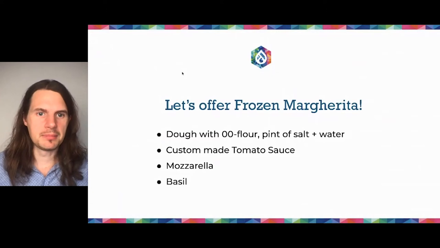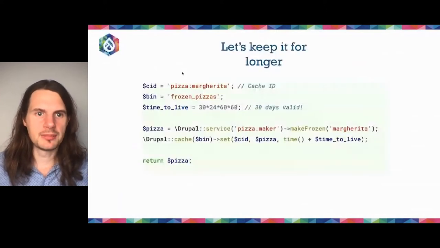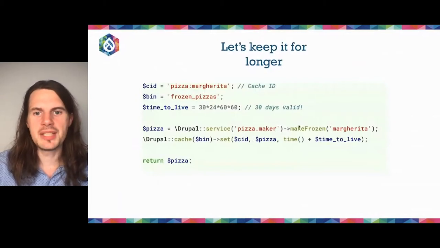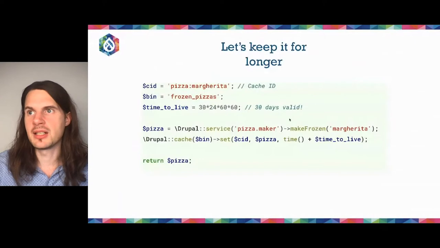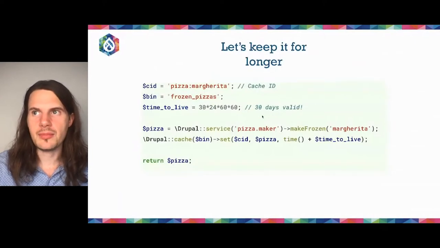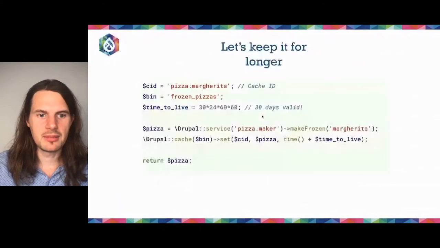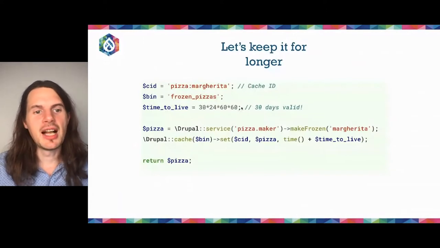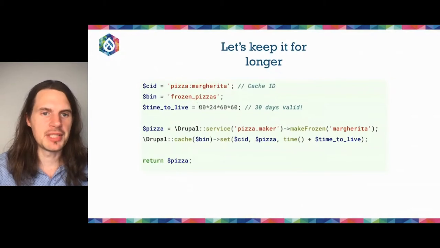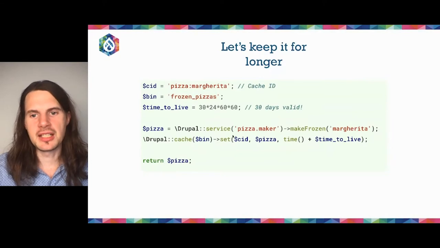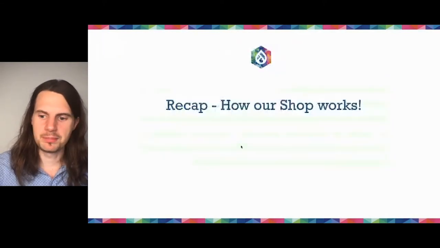And again, we can now keep it for longer because it's a frozen margarita. We call our pizza maker service, we make a frozen margarita. Basil, not oregano or marjoram. That's something different. And we can keep that even for 30 days. So we have our pizza margarita, we put it in the frozen pizzas bin, we make it frozen and we set it here and put the time to live.